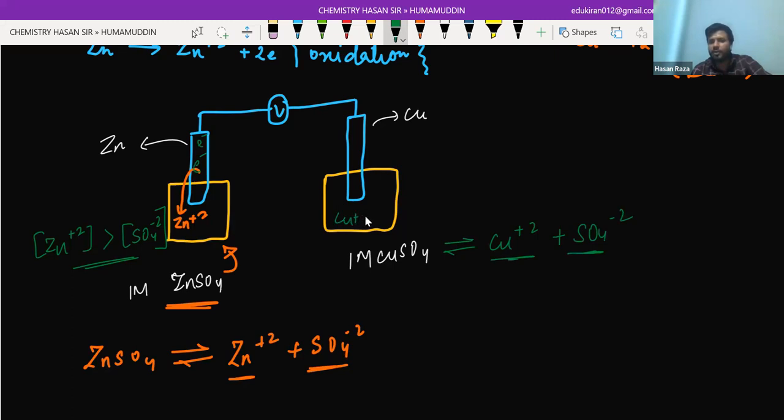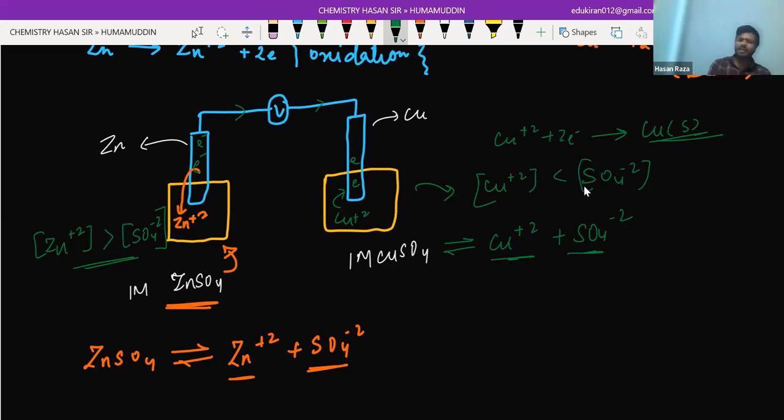Electrons increase here. Electrons from here migrate to the right hand side, and the Cu plus 2 goes and takes electrons and sticks to the electrode. That means some of the Cu plus 2 goes to the electrode and sticks there. Cu plus 2 gains two electrons from the electrode and is converted into solid Cu.